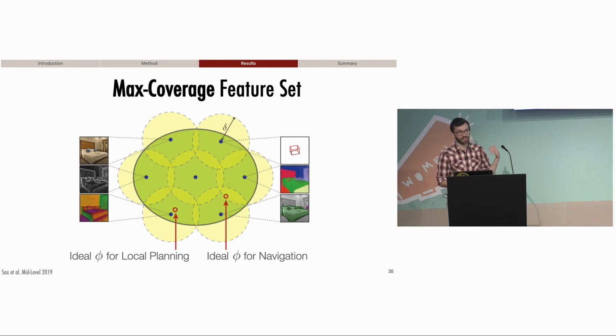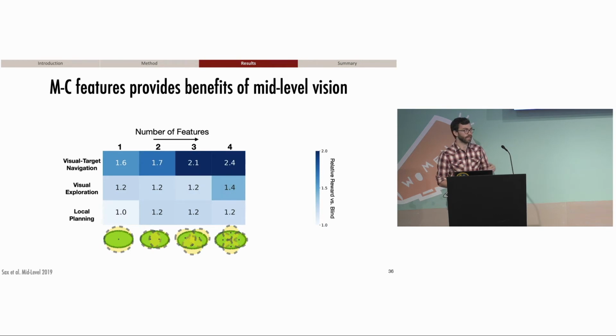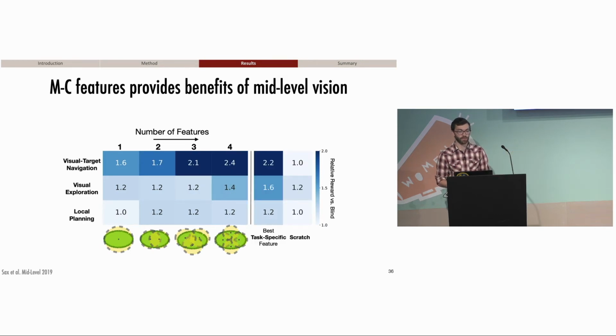The full formulation is in the paper. I'm not going to go into it, but we tried it out. This set is completely agnostic to the task, and it outperformed the state-of-the-art, outperforming training from scratch, and basically was comparable to choosing the best feature for your task if you had known what the task was and which feature would have worked.